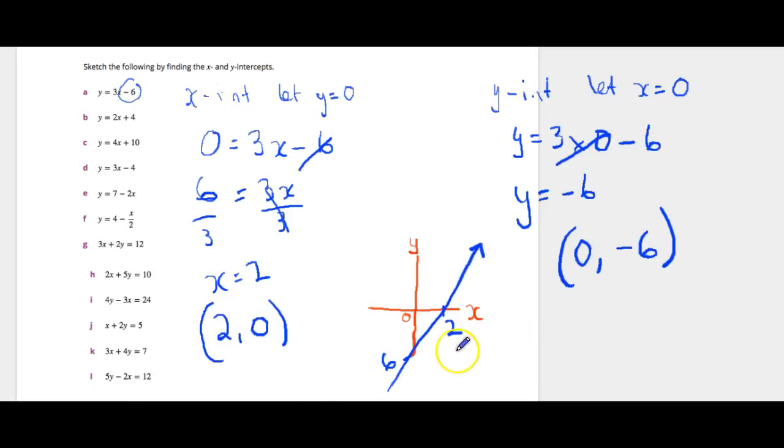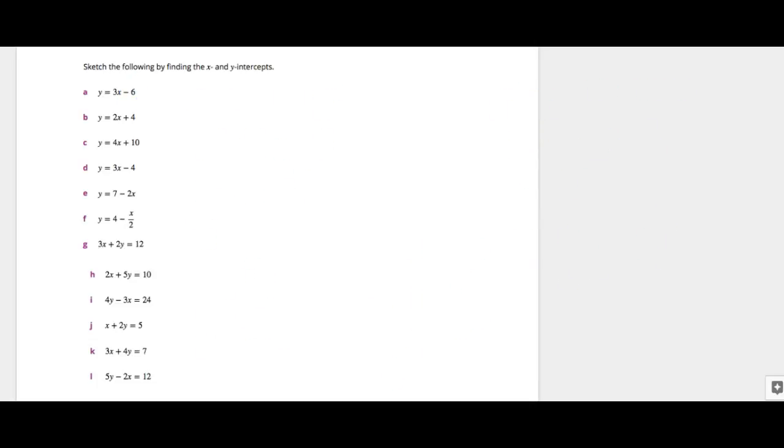And there's your line there. So once we've got the 2 points, we draw a straight line going through them. Alright, I'm going to clear that and show you another way of doing it.